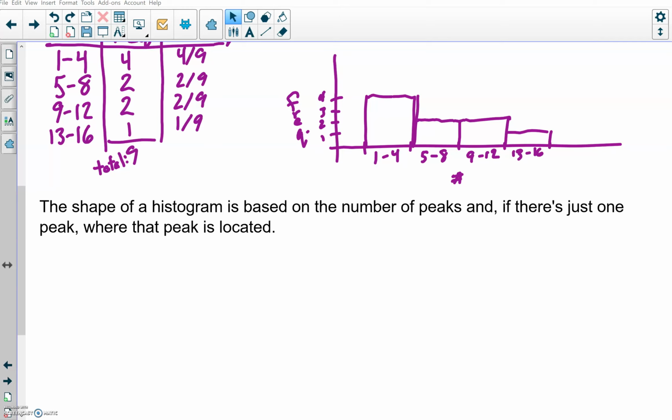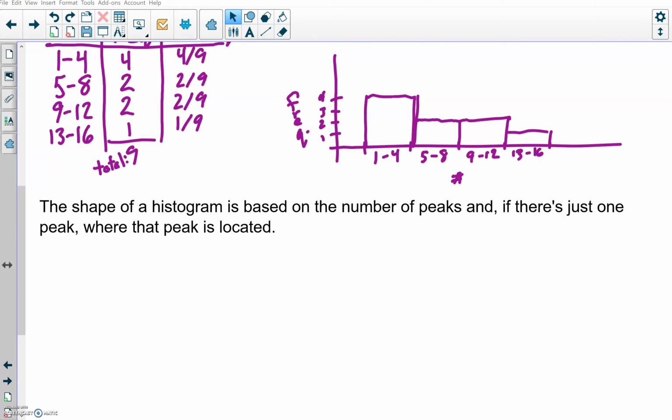Part 3 of section 1.5. So what we're going to look at here moving forward is the shape of a histogram. And in statistics, there's reasons why you would need to be able to describe the shape using proper terminology.